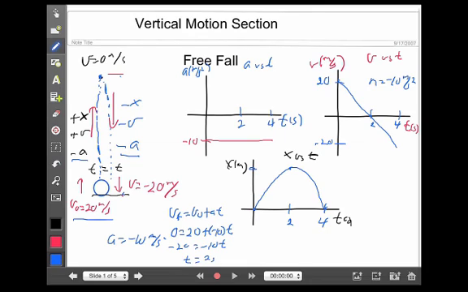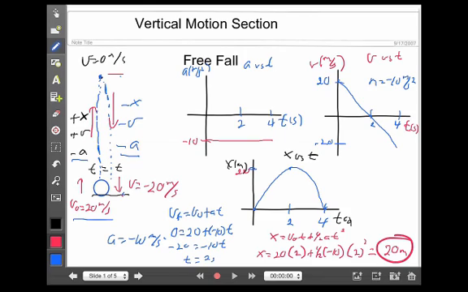Well, since we know it takes 2 seconds to get there, we could use our displacement equation. I have an initial velocity of 20. It takes me 2 seconds to get to the maximum height. An acceleration of negative 10 times 2 squared. And that gives me 20 meters of height. So that maximum height occurs at 20 meters.